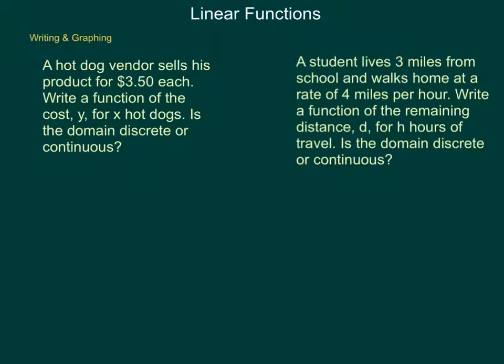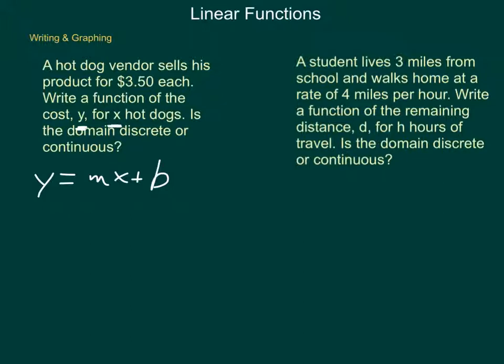First, a hot dog vendor sells his product for $3.50 each. Write a function of the cost y for x hot dogs. Is this domain discrete or continuous? So let's begin with our function. Our basic premise is y equals mx plus b. Now the variables can change, but in this one we are told specifically we are to use y for our output and x for our input.